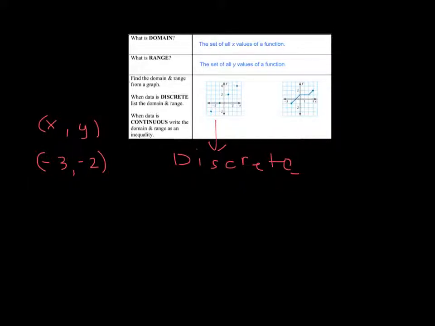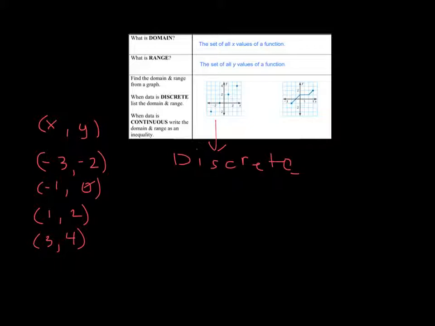Then the second point on the graph, which is right there, is at -1, 0. You might want to write that down. It will help you write your domain and range. Then my third point, which is right here, would be at 1, 2. So x is 1, y is 2. Then my last point, which is located up here, if you go over on your x coordinate, it would be at 3 and up 4. So that point is 3, 4.